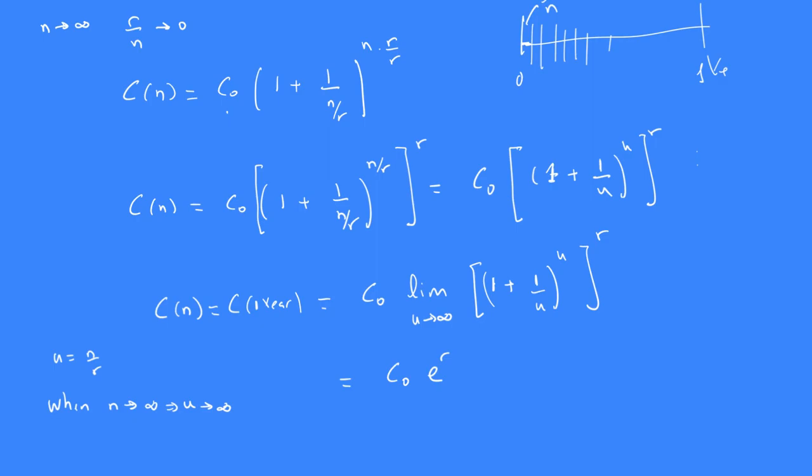Wow! So the number e appears. So C of t, the amount of money that you will have in the time t, will be C0 e to the r t. Where if r is per year, t has to be in years. Okay, so this is the expression, and this way the number e appears.